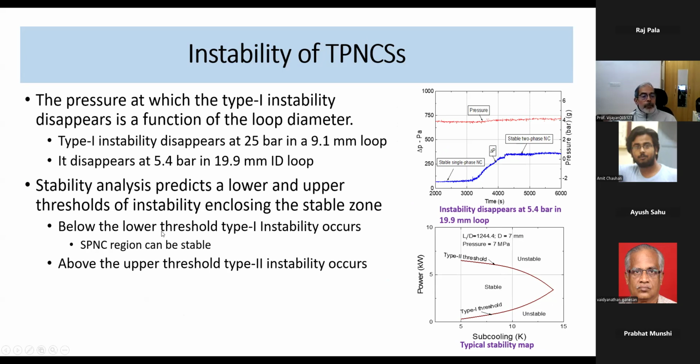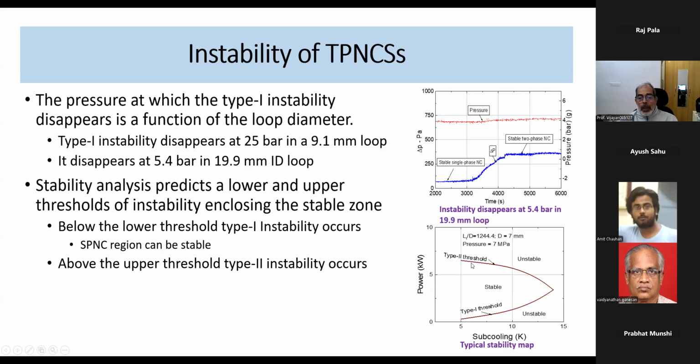And so actually here we are telling that it is unstable, but the single phase region also occurs here, and you find that the single phase region can be stable. Now above the upper threshold, the type 2 instability occurs, and below, this type 1 instability occurs. Inside it is stable. So this is the typical stability map.